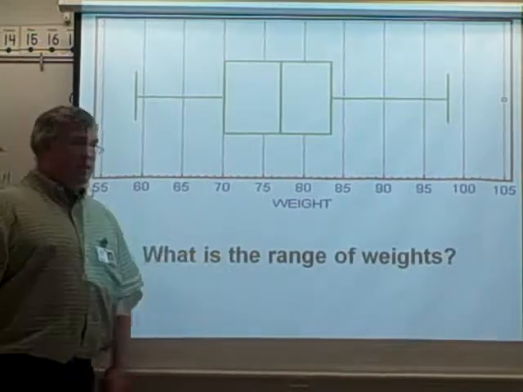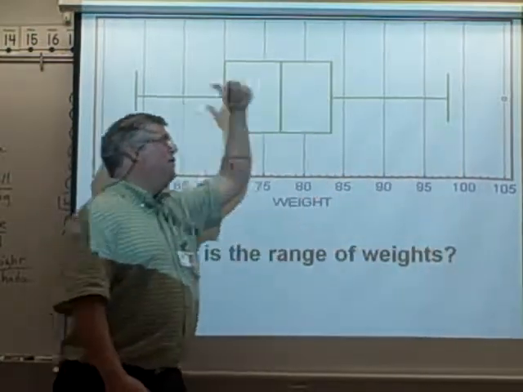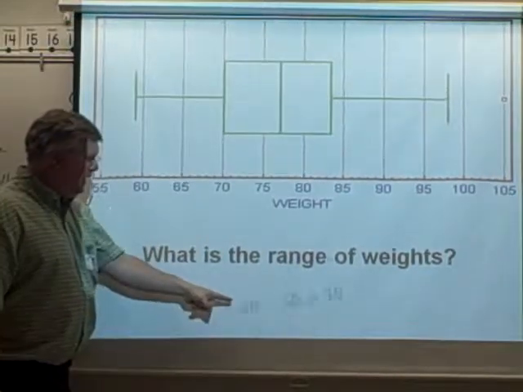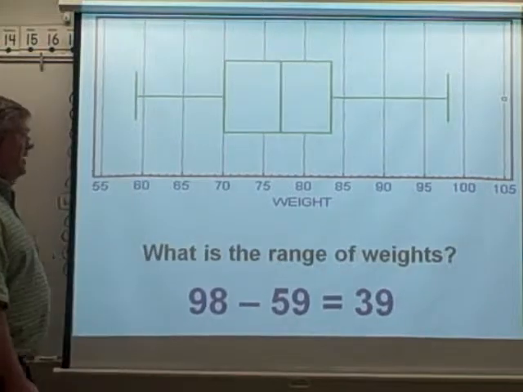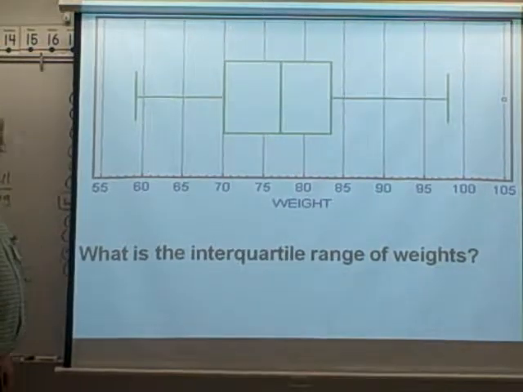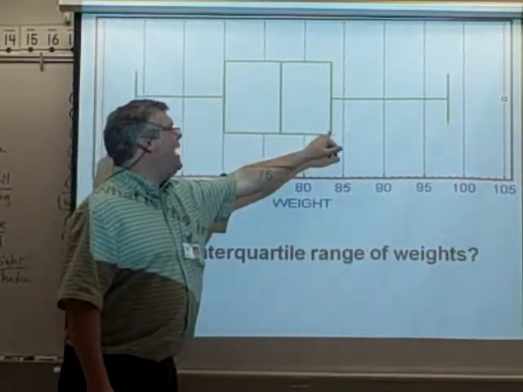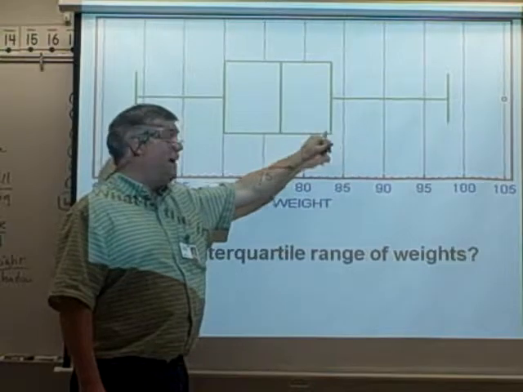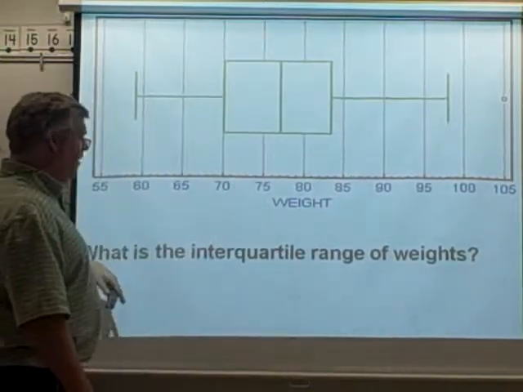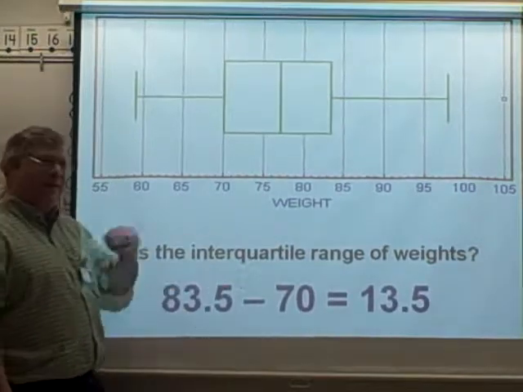Drawing the line down, you see it ends up right on the 59 there. What is the range of weights? Well, the range is going to be the max minus the min, which would be 98 minus 59. So your range is 39. What is the interquartile range of weights? Well, the interquartile range is the difference between the upper quartile and the lower quartile, which we figured out earlier was 83.5 and 70. Subtract, and you get 13.5.